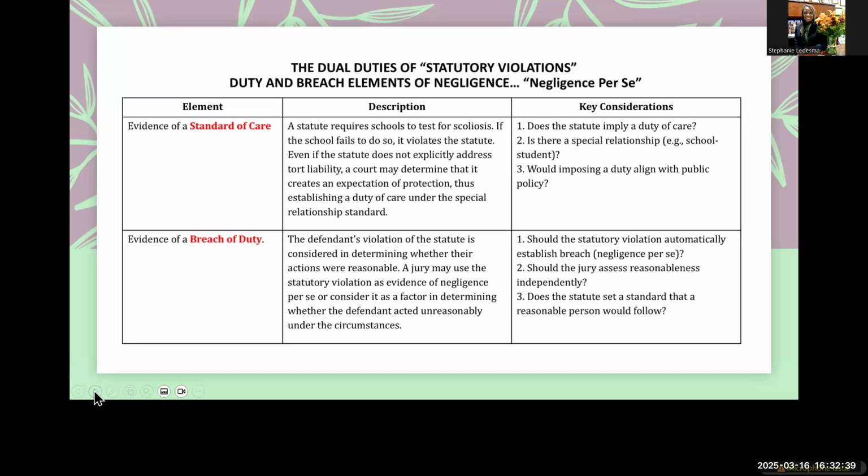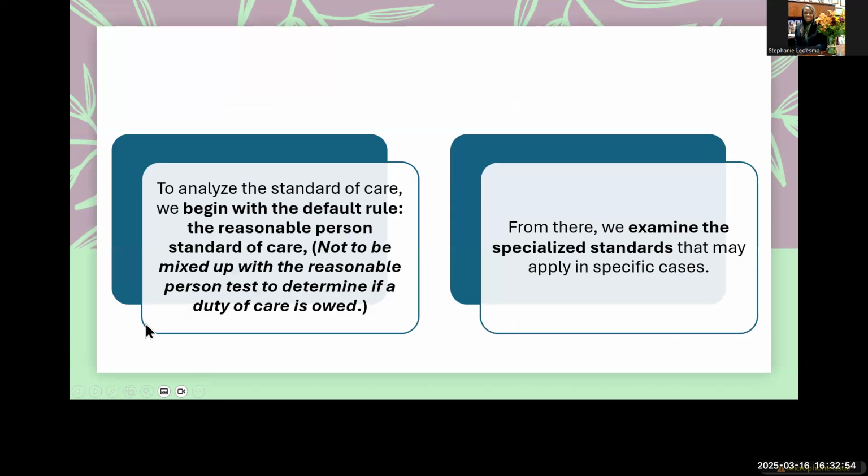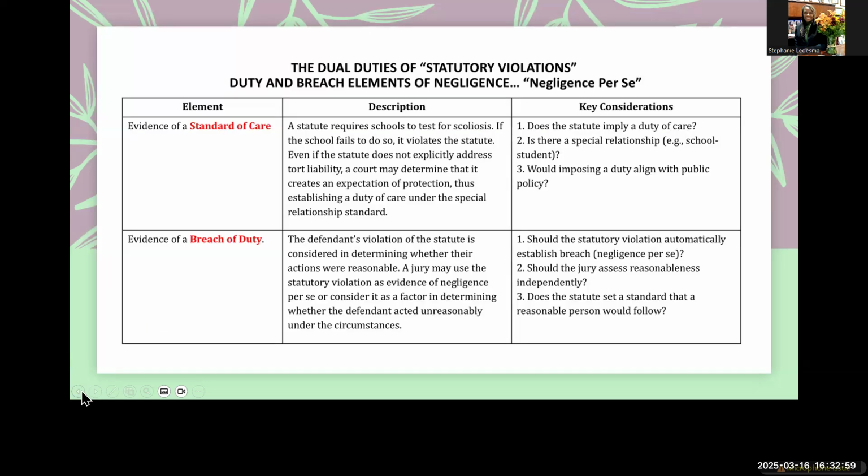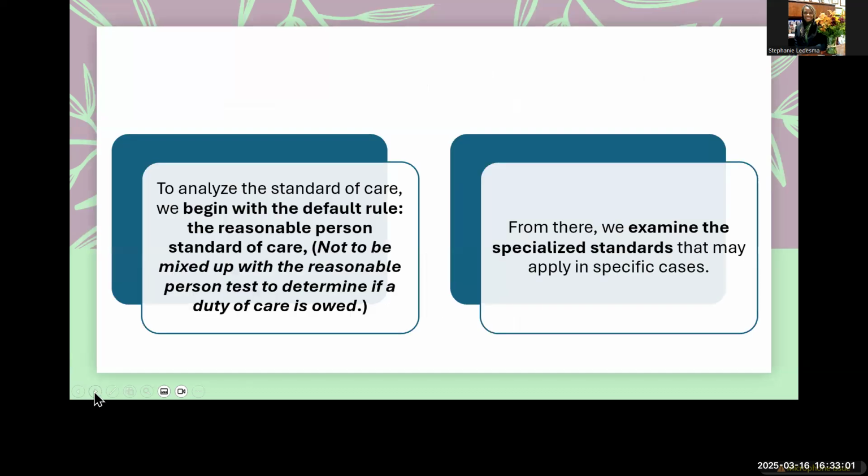establishes the standard. Okay. And then again, the breach of duty, the evidence of the breach in that case would be the fact that the statute was violated. So negligence per se can serve as both the standard of care and proof of the breach of duty.